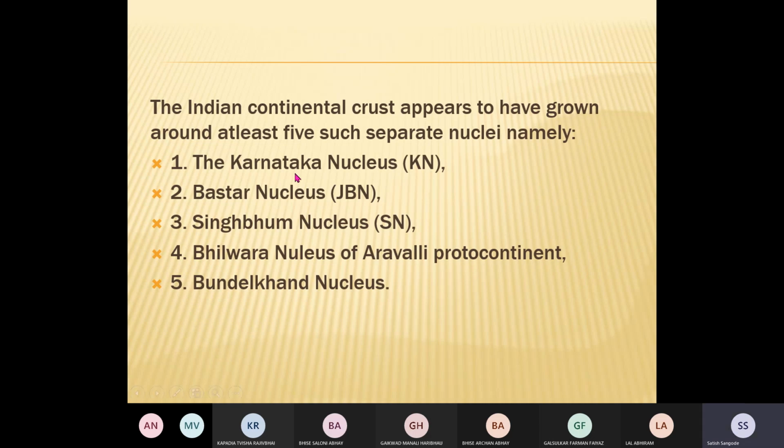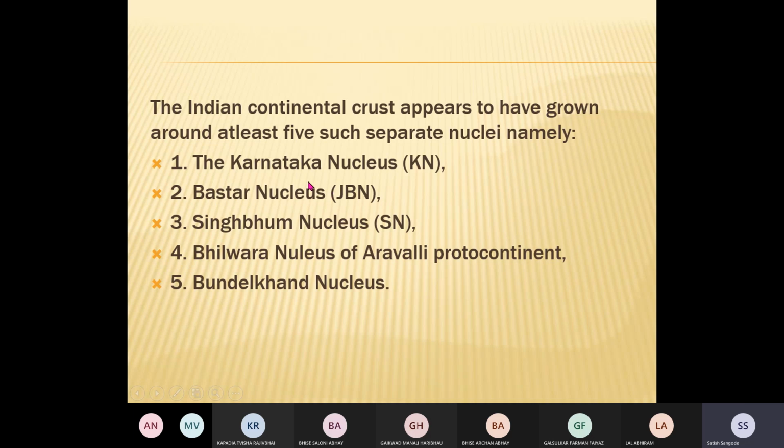So what are those nuclei by which the Indian protocontinent was developed? These are 5 nuclei. One is the Karnataka nucleus. In this case, the Karnataka nucleus includes the Western and Eastern Dharwar craton. But later on we will see we need to separate Western and Eastern Dharwar craton if we want to discuss in detail.